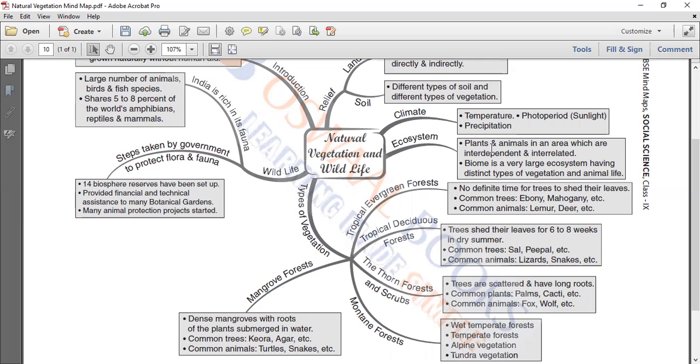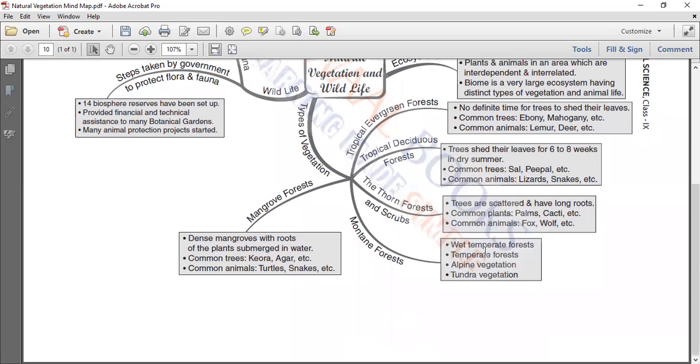In the tropical evergreen forest, there is no definite time for the trees to shed their leaves. The common trees found here are ebony and mahogany, and the common animals found here are the lemur and the deer, etc. Coming to the tropical deciduous forest, the trees shed their leaves for 6 to 8 weeks in dry summer. Common trees are sal and peepal, and common animals are lizards, snakes, etc.